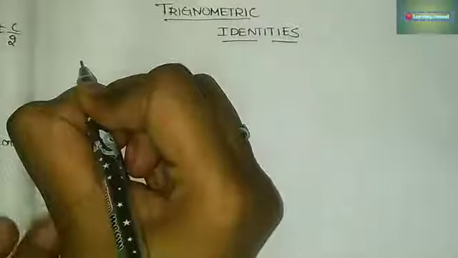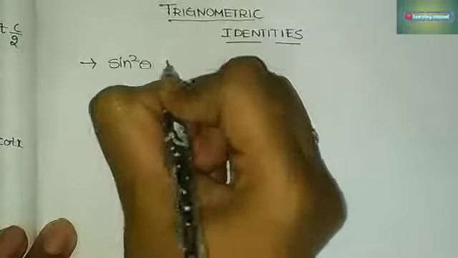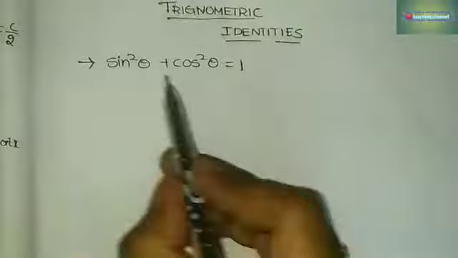Trigonometric identities. In this, the first identity is sine square theta plus cos square theta is equal to 1.